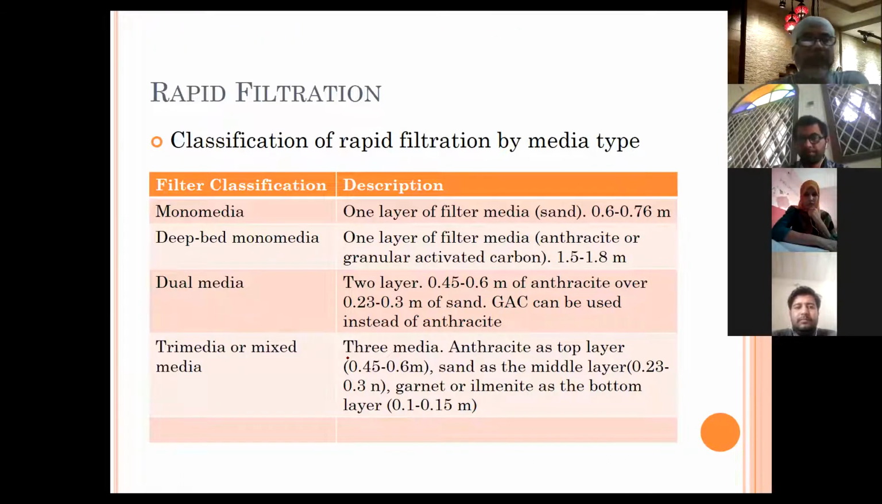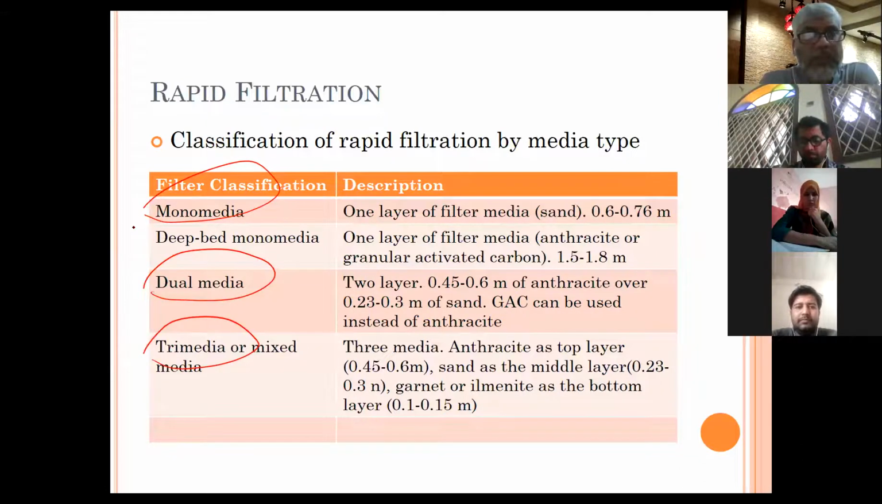As I mentioned to you, we can classify filtration based on one media, two media or three media. So monomedia, dual media, and trimedia. Sometimes we also have deep monomedia, if the depth is very high, up to 1.8 meter.